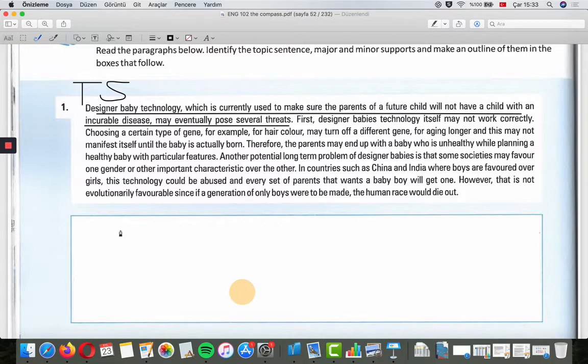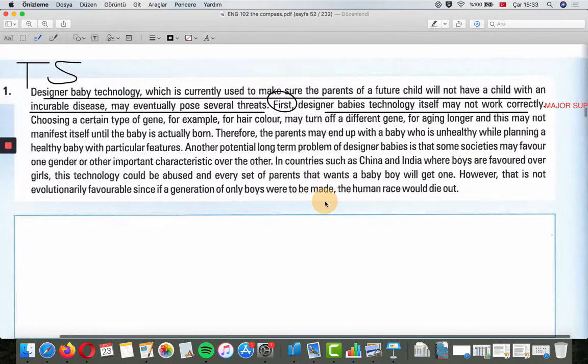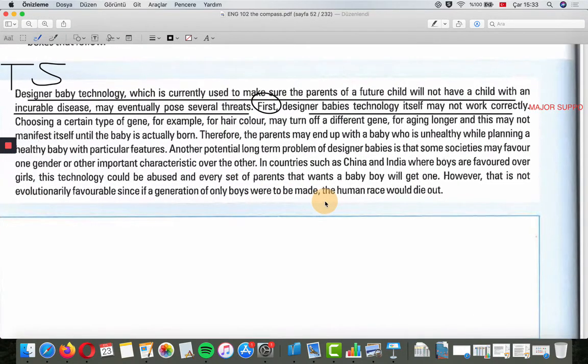Okay, when I look at this, I can say this is a transitional word, by the way, first. Designer baby's technology may not work correctly. This is, as you can say, major support number one. Okay, this is major support number one.